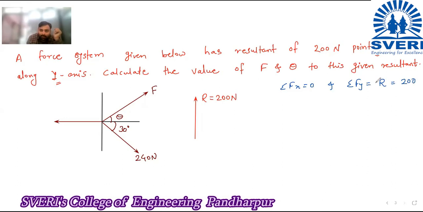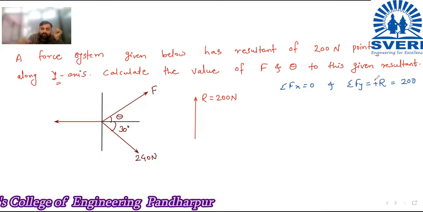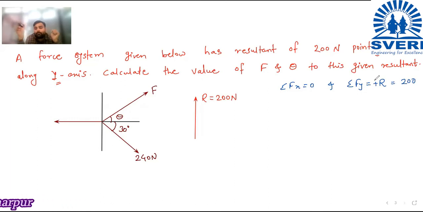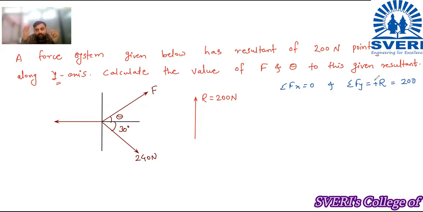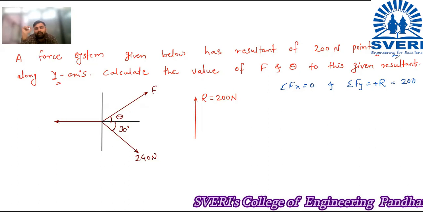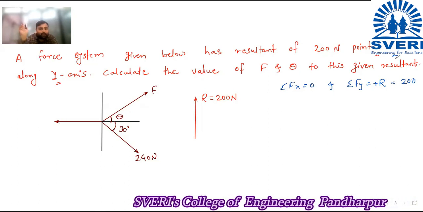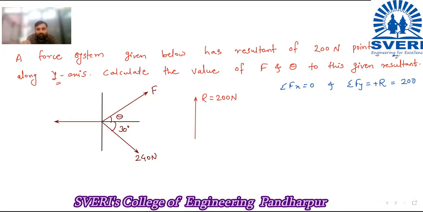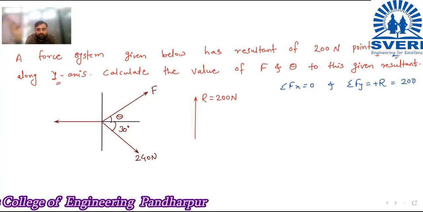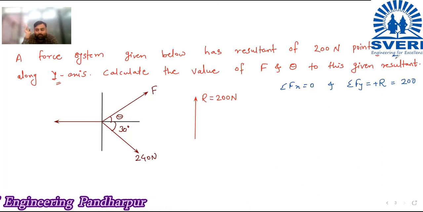So what will the sign be? It will be plus. If downward had been given, then we would have taken -200. If it is given downward, then we should take -200 over here. Now here they have told us it is moving up. It is given in the numerical that it is pointing up. So that is why we have taken +200. So these are our equations which we are going to use in the numerical. Summation Fx equal to 0 and summation Fy equal to 200.